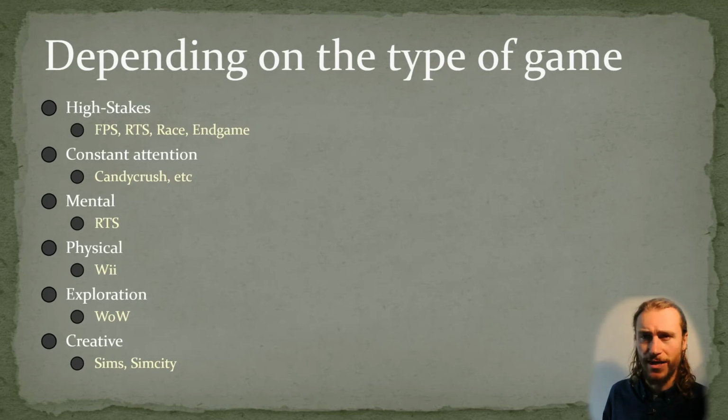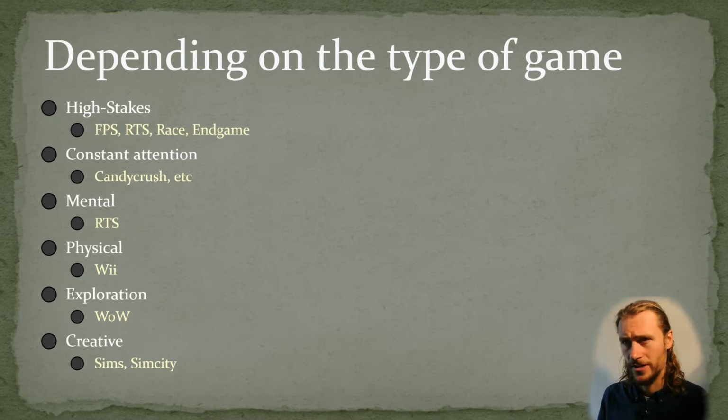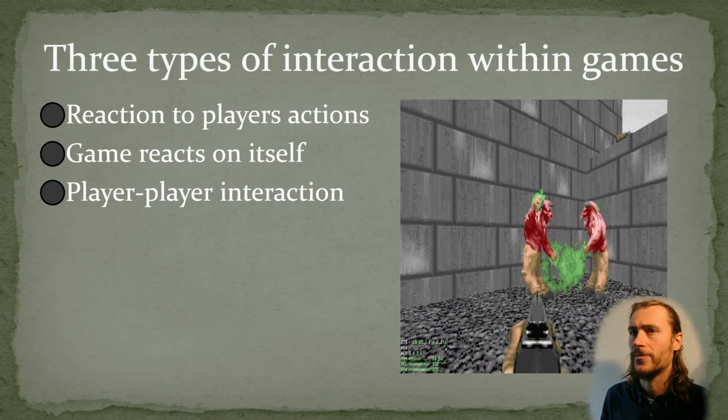So this interaction and also this user experience depends on the type of game you're making. I could make an FPS or a race game, with high stakes, or constant attention like a Candy Crush kind of game, or a mental kind of game like an RTS, or a more physical game like a Wii game, or exploration like World of Warcraft, or a creative game like Sims or SimCity. So it all depends on how the interaction is going to be, and also the interaction with the level. So there are three types of interaction within games.